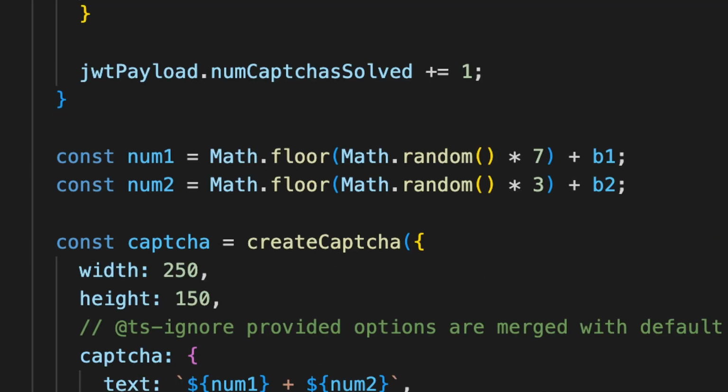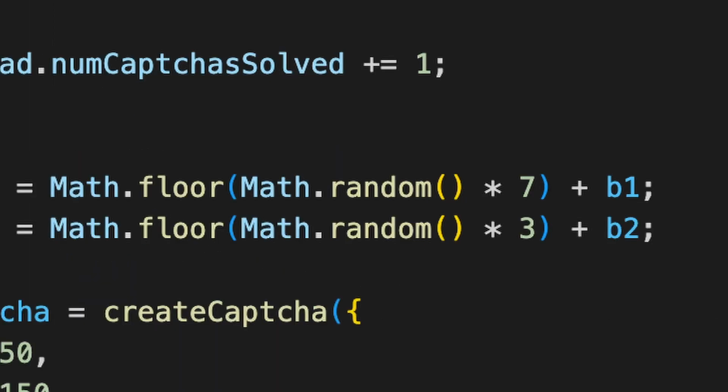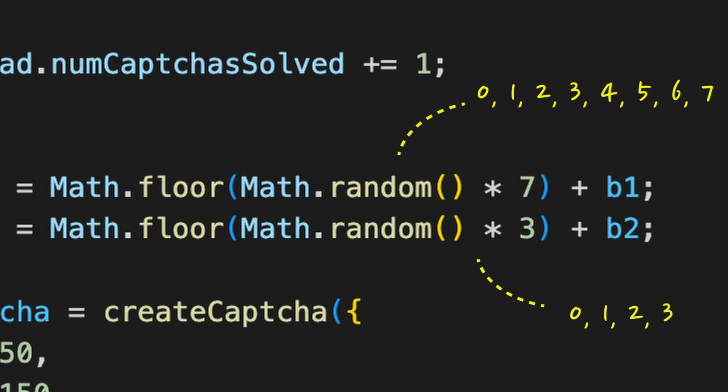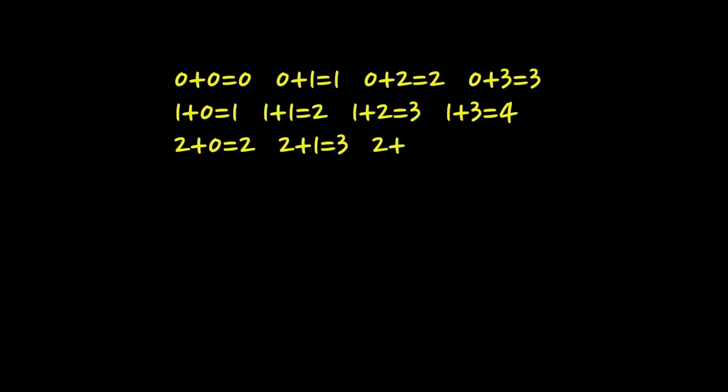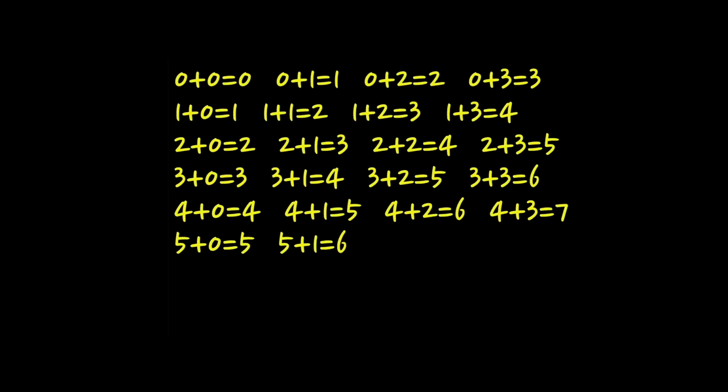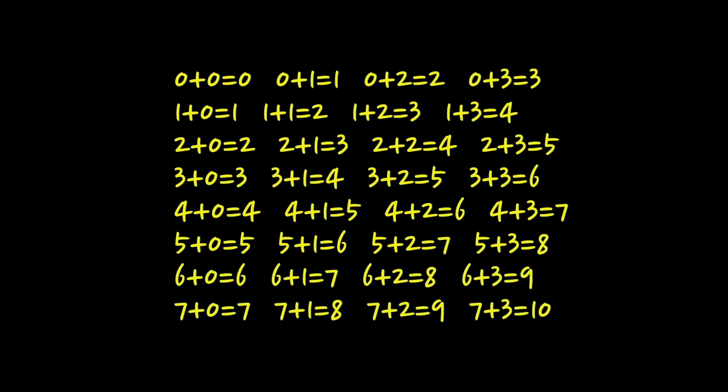Next, we can see how the two numbers to be shown on the image are generated. num1 is a random number added to B1, and num2 is another random number added to B2. This looks interesting, as the two random numbers are 0 to 7 in the case of num1 and 0 to 3 in the case of num2. Do you see that? That's what we need. It seems that there are only 7 plus 3, meaning 10 correct solutions of the possible CAPTCHAs that will be presented to the user.